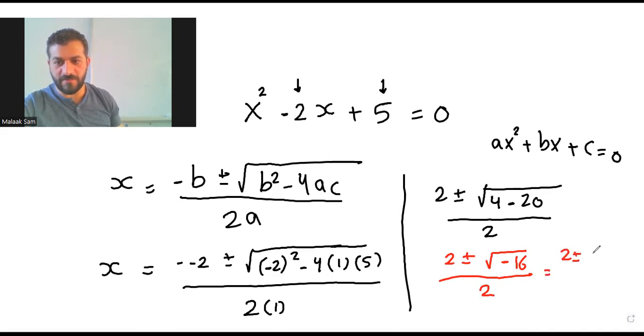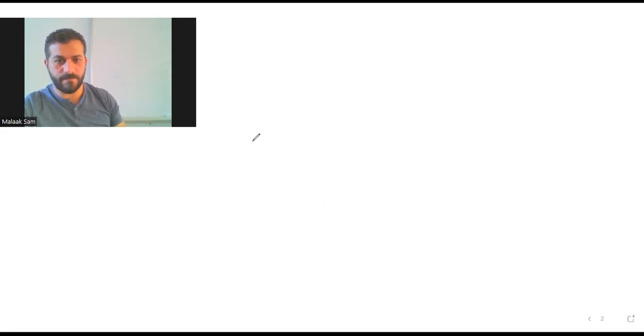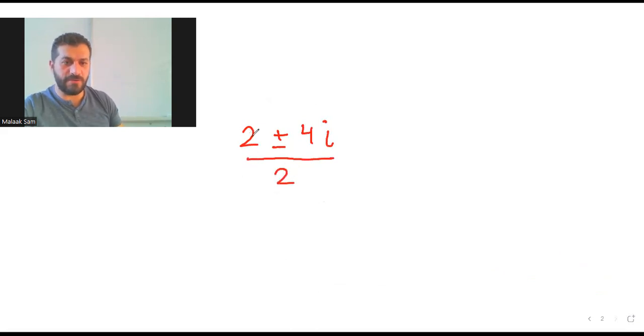The square root of negative 16, we can write it as the square root of 16 times the square root of negative 1. And you know that the square root of negative 1 is i. So we will write it as 2 positive or negative 4i divided by 2. So we will divide: 2 divided by 2 equals 1, positive or negative, and 4 divided by 2 is 2i.